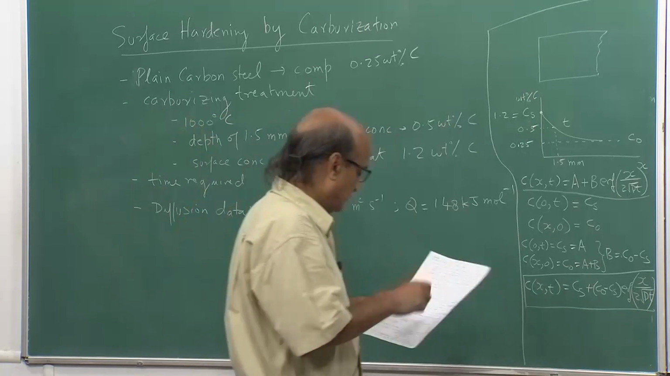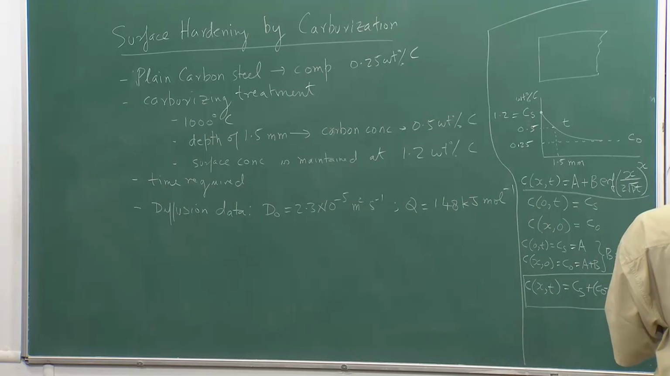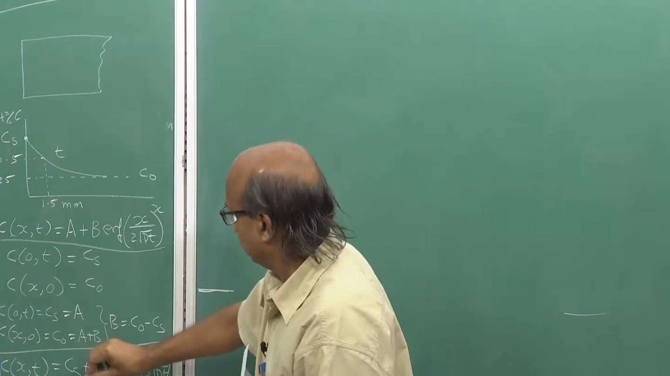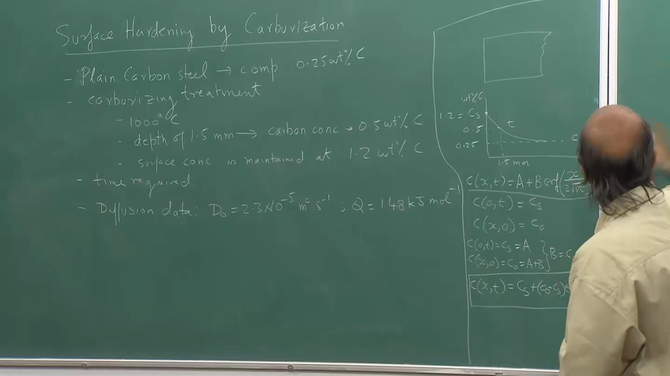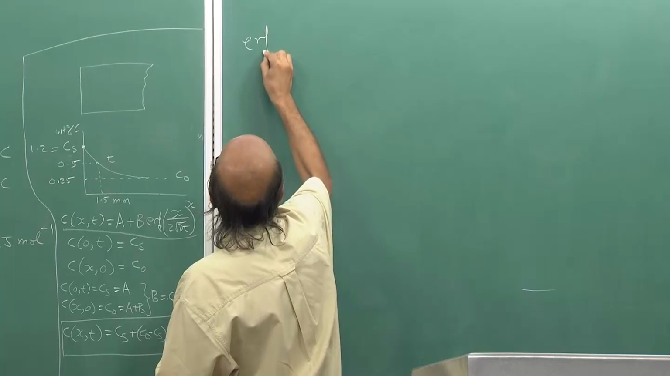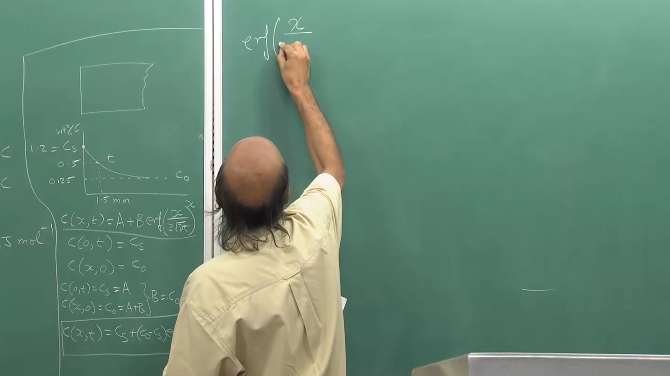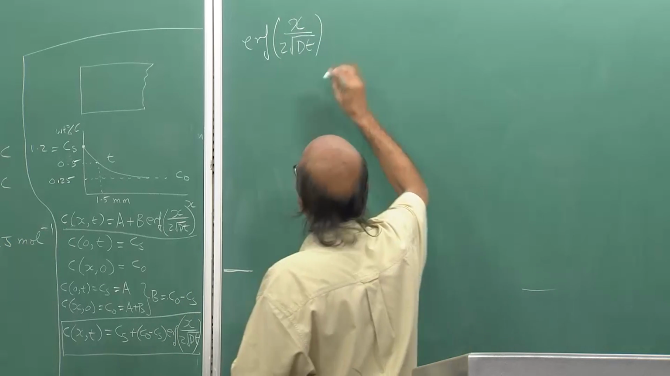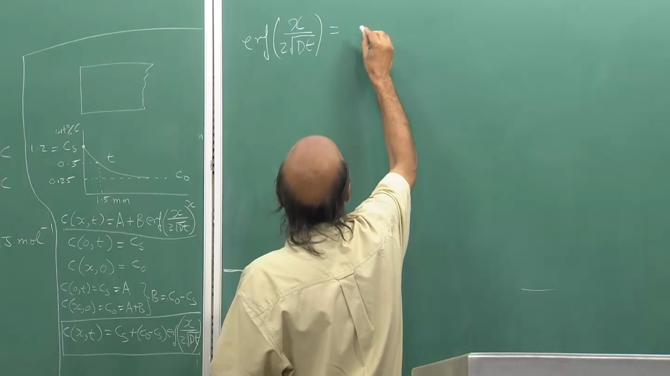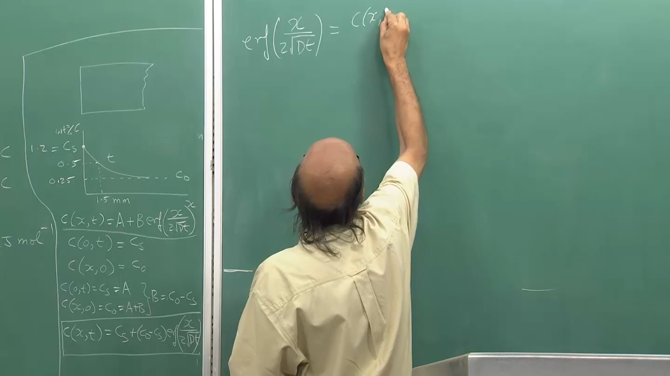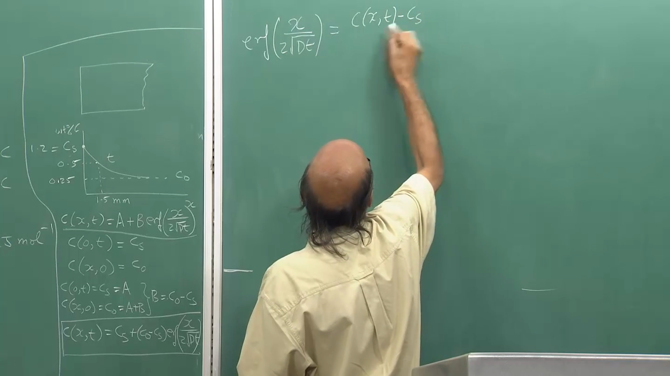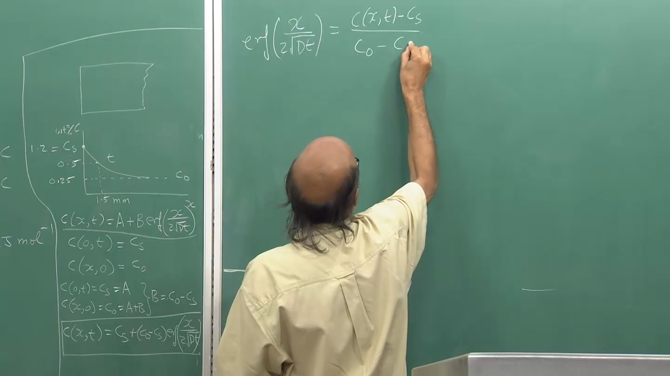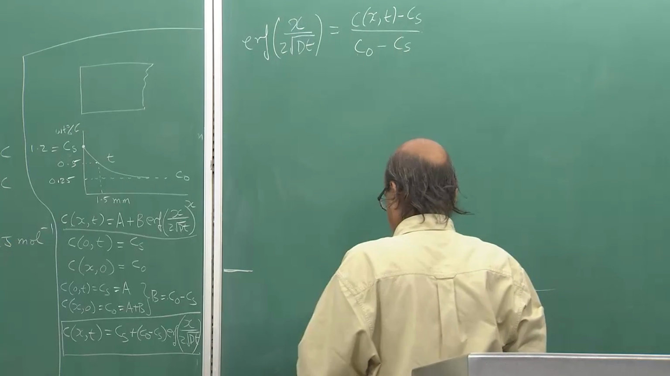So, let us look at rewriting this expression as error function of x divided by 2 square root of Dt equals (Cxt minus Cs) divided by (C0 minus Cs).